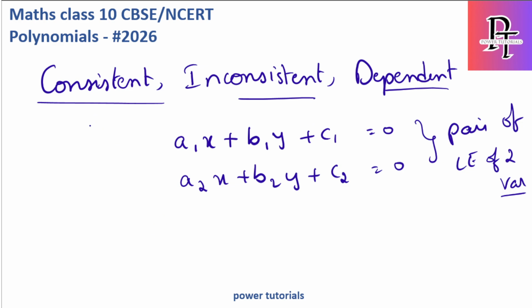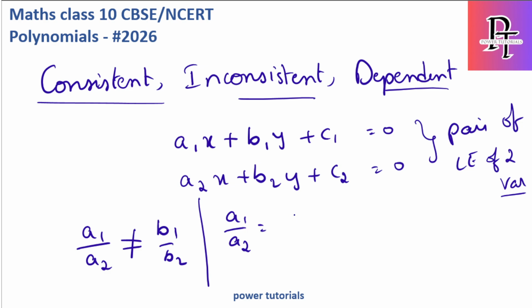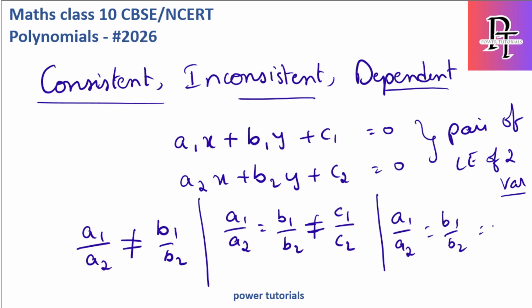The condition for consistent is that a1 by a2 should not be equal to b1 by b2. For inconsistent, a1 by a2 should be equal to b1 by b2 but not equal to c1 by c2. And the last one, dependent: all should be the same, a1 by a2 equal to b1 by b2 equal to c1 by c2. Don't worry, I will explain with examples, then it will be clear.